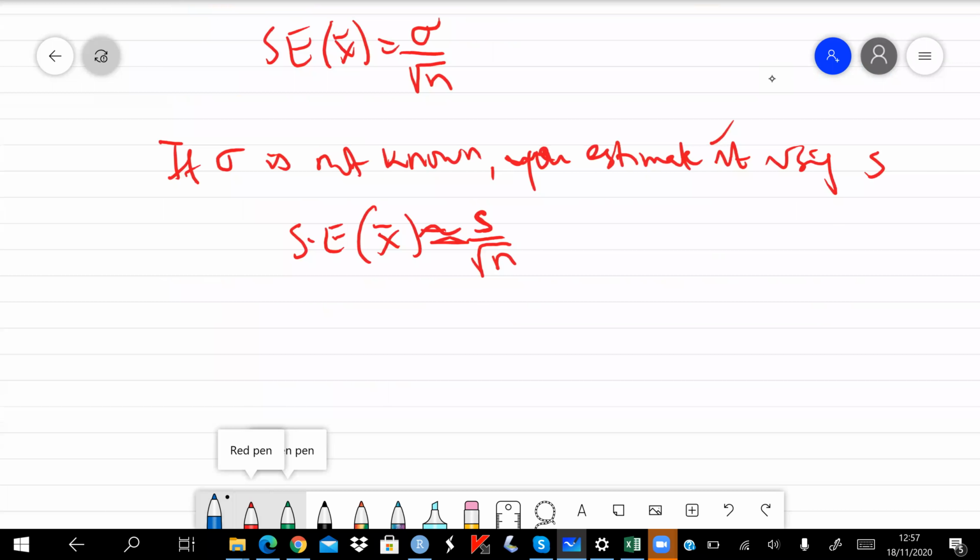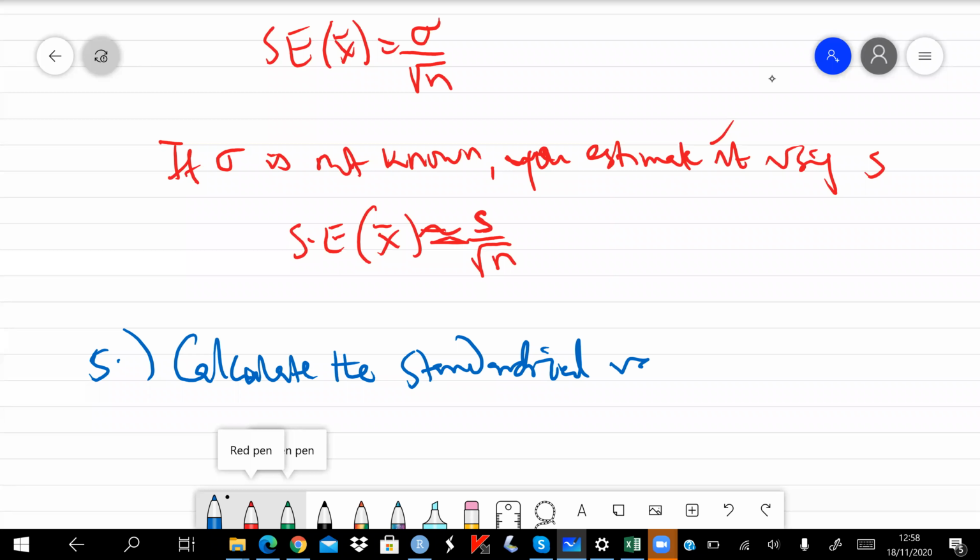Then step number 5, you calculate the standardized value of x bar. And this standardized value of x bar is what we call the z. So now we are switching from using x bar to know whether the sample information falls in the acceptance region or in the rejection region. We switch from x bar to z. So now we'll be checking whether z falls in the acceptance region or in the rejection region.